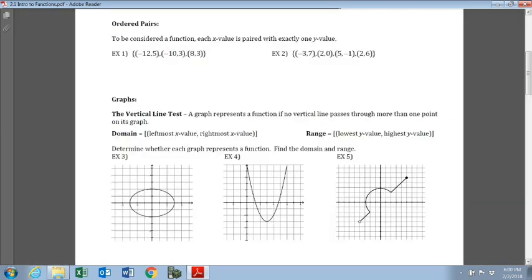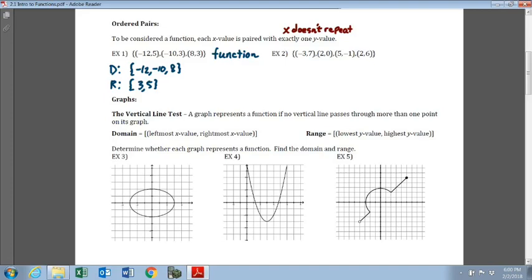Alright, so let's look at ordered pairs. It says to be considered a function, each x value is paired with exactly one y value. Another way to say that is x can't repeat. So let's look at number 1. Notice none of the x values there are repeats. No repeated x values. So that's a function. Our domain is all our x values, which would be -12, -10, and 8. Our range would be all our y values, which would be 3 and 5.